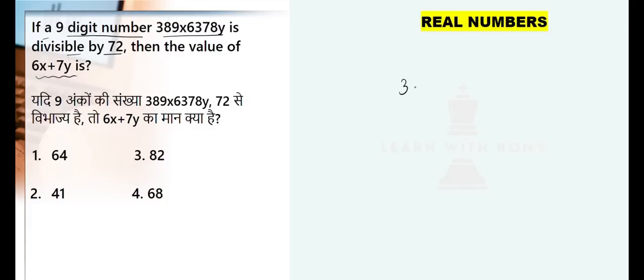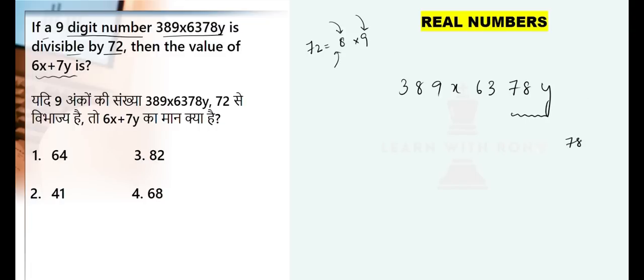So here they have given the value 389x6378y. This number is divisible by 72, it seems. So 72 is nothing but 8 times 9, right? So if this number is divisible by 72, this complete number is divisible by 8 and 9 also. So what is the divisibility rule of 8 here? Means the last 3 digits should be divisible by 8.